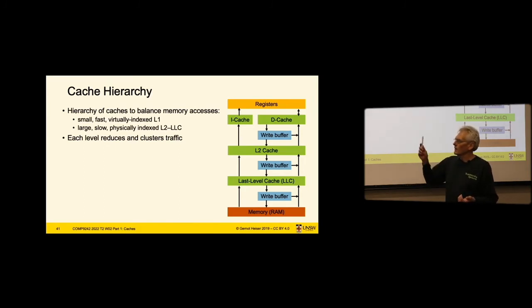There are other reasons as well. The I cache is purely read-only. We only read instructions, we don't write them. And again, it can be differently optimized from the D cache. So it makes a lot of sense to keep them separate.